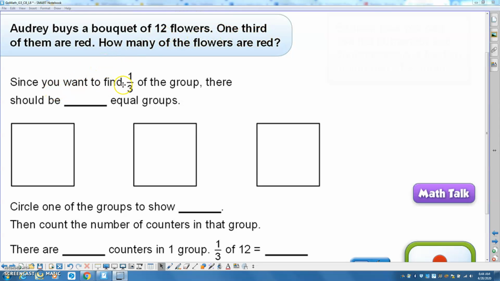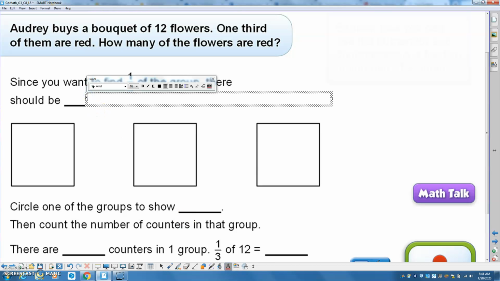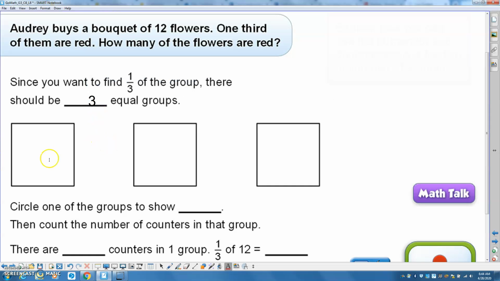So since you want to find 1/3 of that group, we have to put them into 3 equal groups. Okay, so we should have, let me put the 3 in here. We're going to have 3 equal groups. Let me make these a bit bigger. There we go. Okay. So here are 3 equal groups. Because we're doing it in thirds, 1/3, that denominator tells us how many groups. So we have 1, 2, 3 groups.